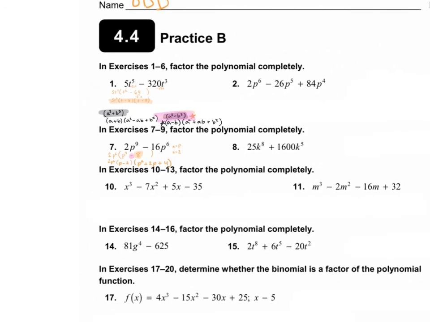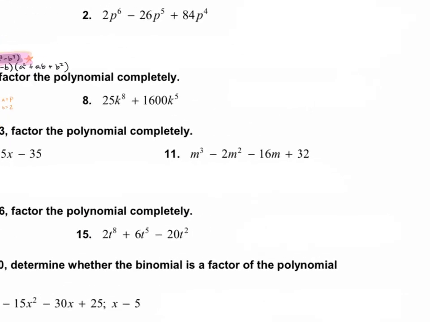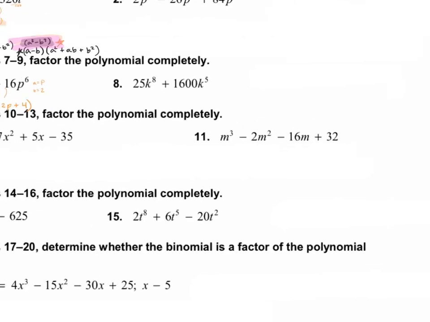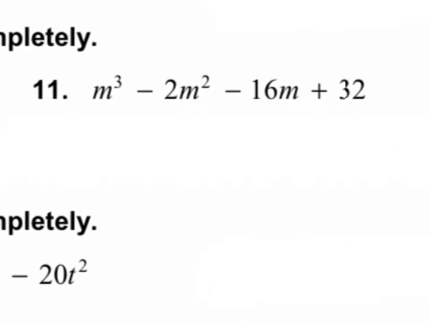Alright, let's look at number 11. So we have to factor completely. Again, how do we factor this? We can group them. Anytime we have 4 terms, we think to ourselves, can we group it? What do you do if grouping doesn't work? Right, p over q and synthetic division. But here, let's see if grouping works.